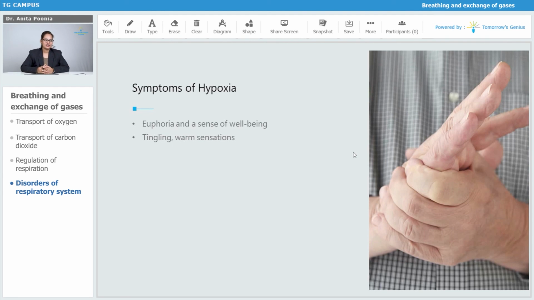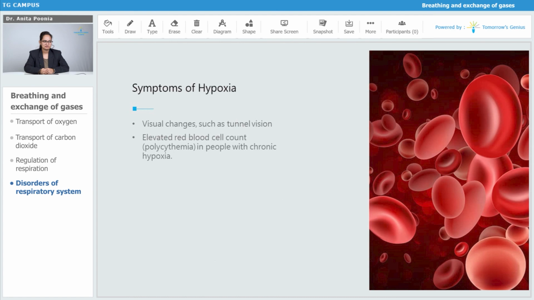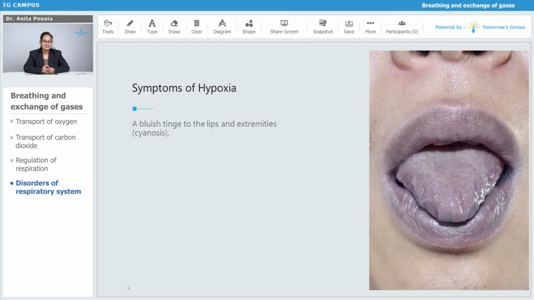Another symptom of hypoxia is euphoria and sense of well-being. That's also another symptom. Then tingling, warm sensations. Some more symptoms are elevated blood pressure, that's hypertension, or lack of coordination. Visual changes such as tunnel vision, or elevated red blood cell count, polycythemia, in people with chronic hypoxia. Then a bluish tinge to the lips and extremities, that is cyanosis.